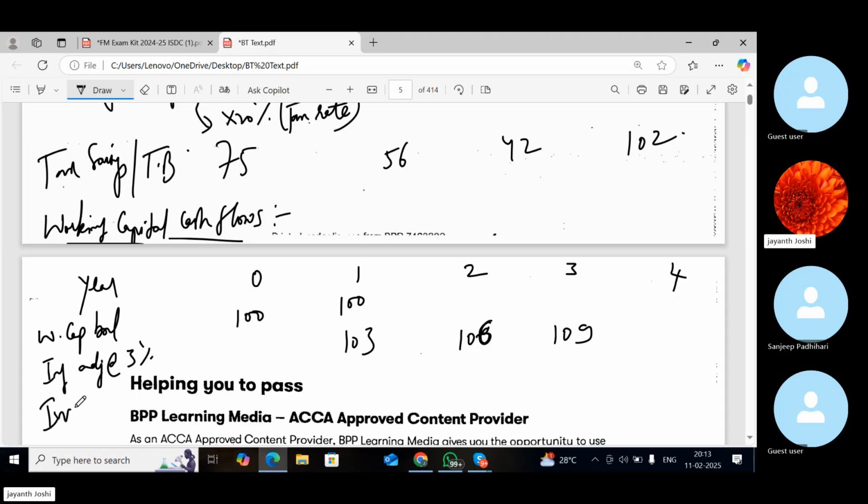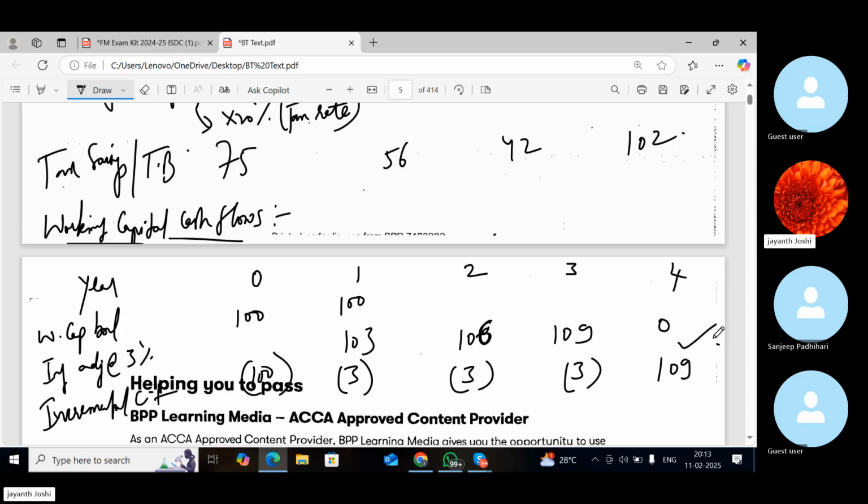So incremental cash flows. First you are putting an investment, then $3 is the increase, then again $3 is the increase, again $3 is the increase, and 109 we are going to recover. Are we going to recover the entire working capital or not? Yes, we are going to recover. So all this we are going to put into the main NPV format. Now let's do that.